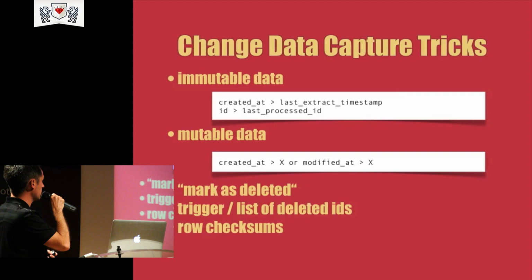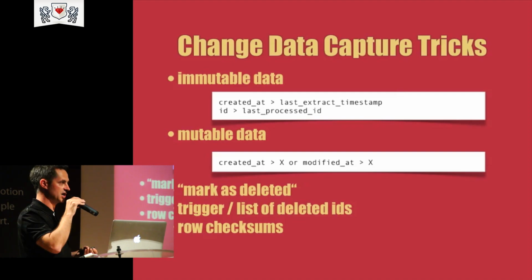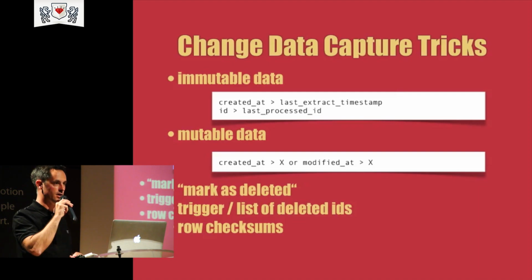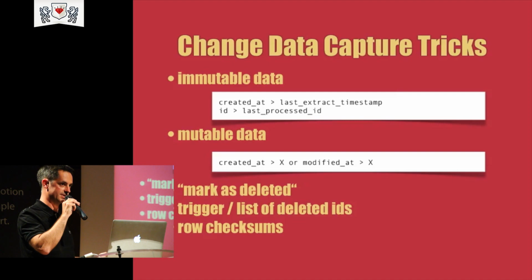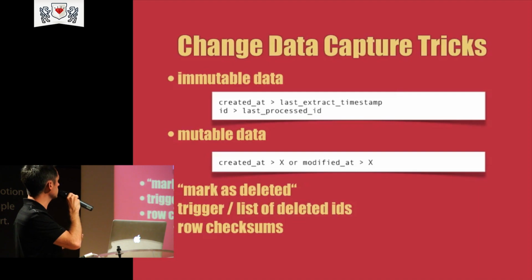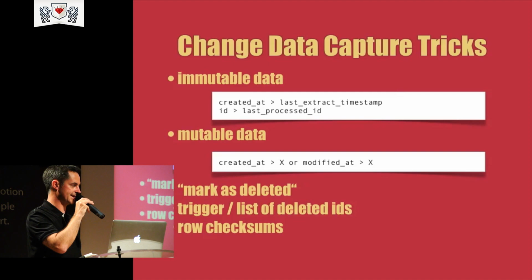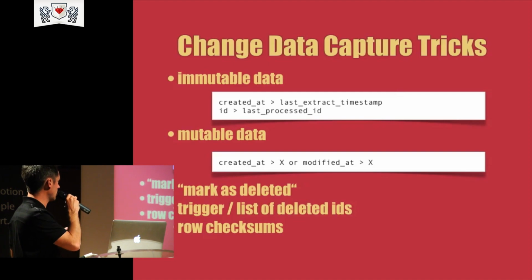Before I end up, I want to share a few tricks around what we call change data capture. It's a buzzword to say that you're able to only pick what changed in your source system. If your data is immutable, like in Google Analytics or things like that, you can extract only what is more recent with the created at or the ID.